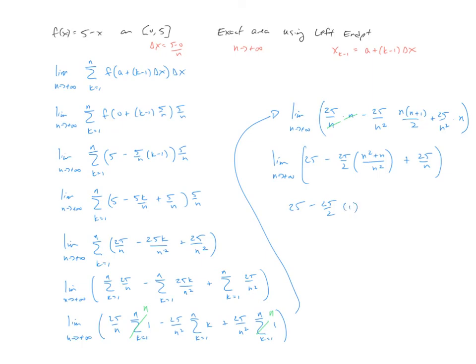And then for the last term, if n goes to infinity, this whole part here goes off to 0. So for our final calculation, we have this 25 minus 25 over 2, which is 25 over 2. And so that's the exact area, which is also 12.5 if you really want to see it as decimal. That's the exact area under this curve on this interval.